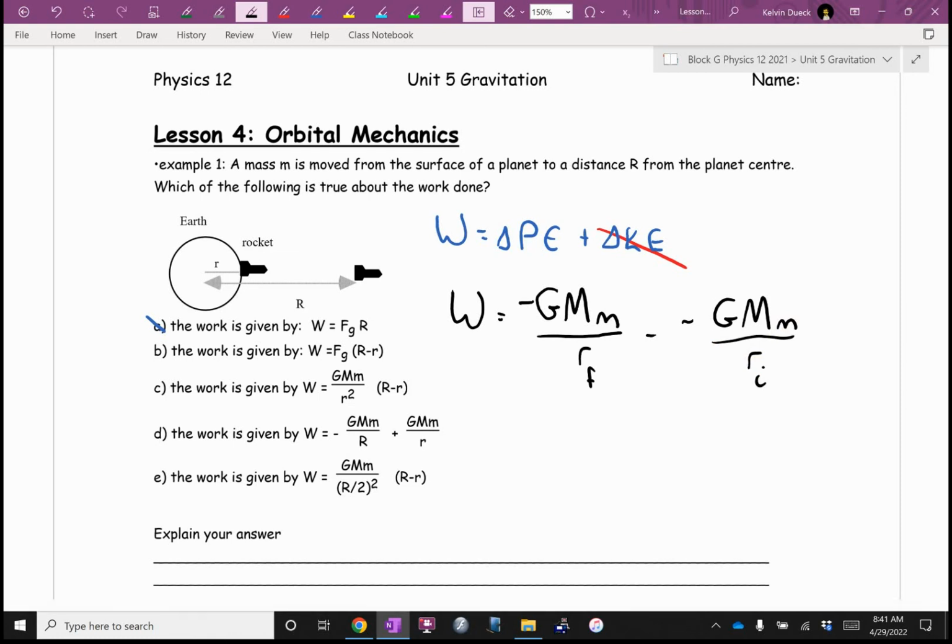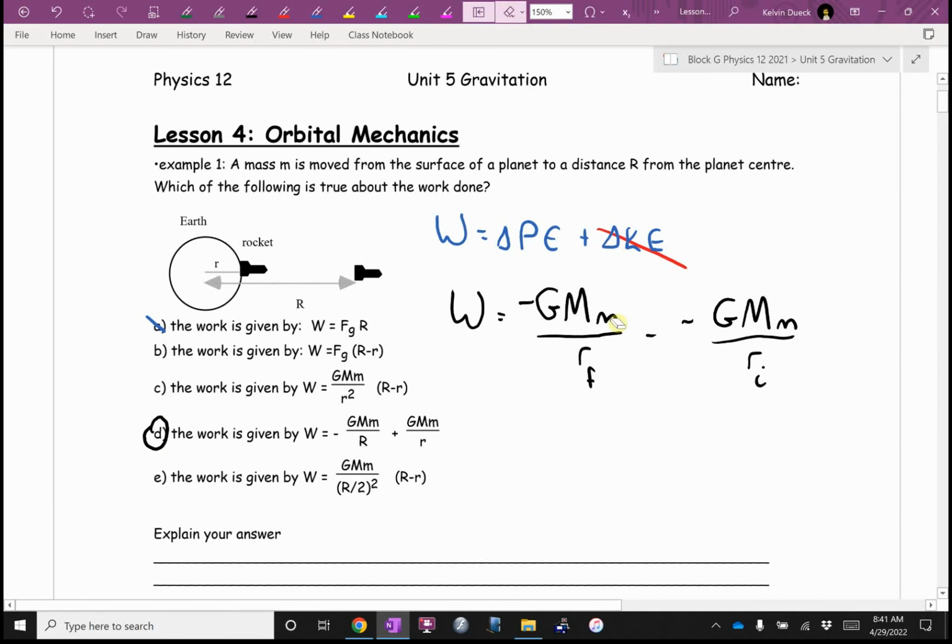Does the little m cancel here? Well, there's a little m there and a little m there. Is there a little m in work? No, okay. It shouldn't cancel. It should take more rocket fuel to put a bigger rocket up. It should be more work. Okay. What's the correct answer? B, C, D, or E? D.